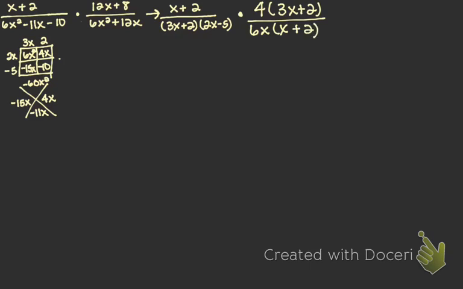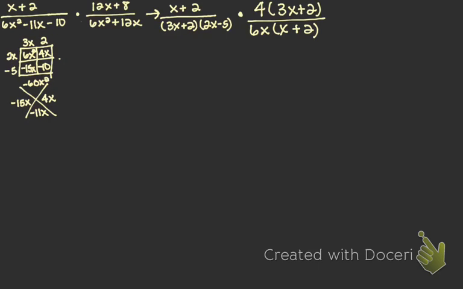This is a good point in your work to start to make sure that what you've rewritten is equivalent to what you started with. So x plus 2 and x plus 2 are equivalent. When I multiply the 4 by the 3x and the 2, I get back to the 12x plus 8. So you have to make sure that that 4 is written there. Otherwise, your expressions are no longer equivalent and you've changed the value of what you're working with.